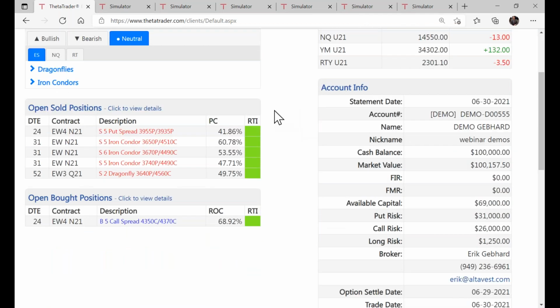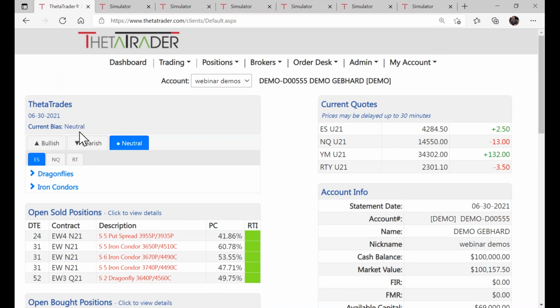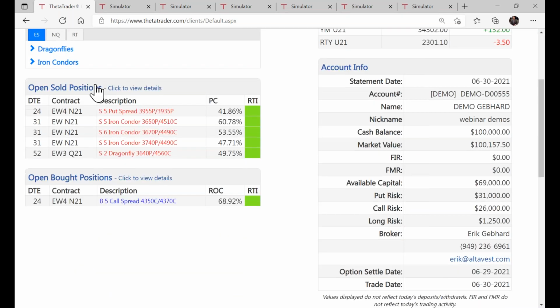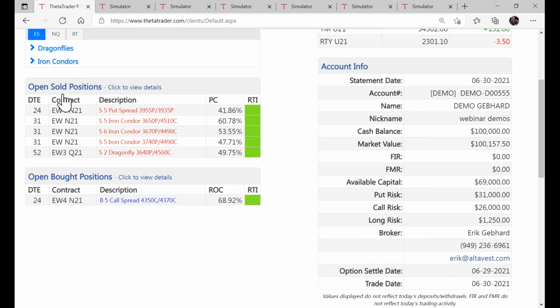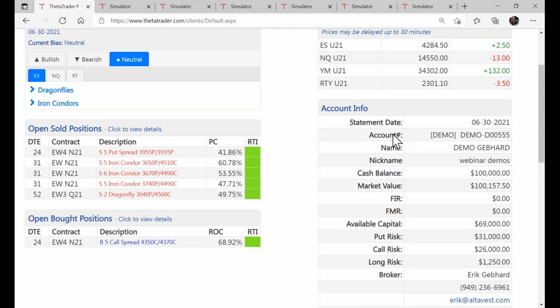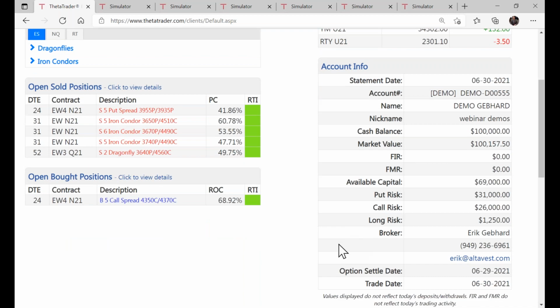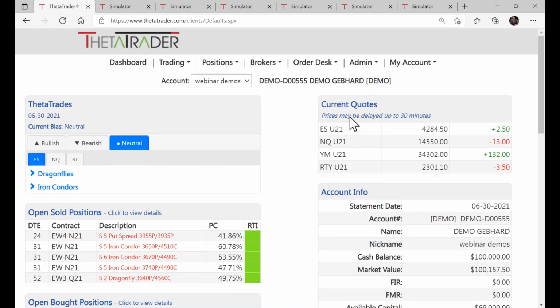So this is the Theta Trader dashboard. You'll notice this top section here is Theta Trades. These are your open short spreads or sold positions, and any open long or bought positions here. This is all your account info. This is all pulled directly from your AltaVest brokerage account and current quotes. So let's start at the very top.